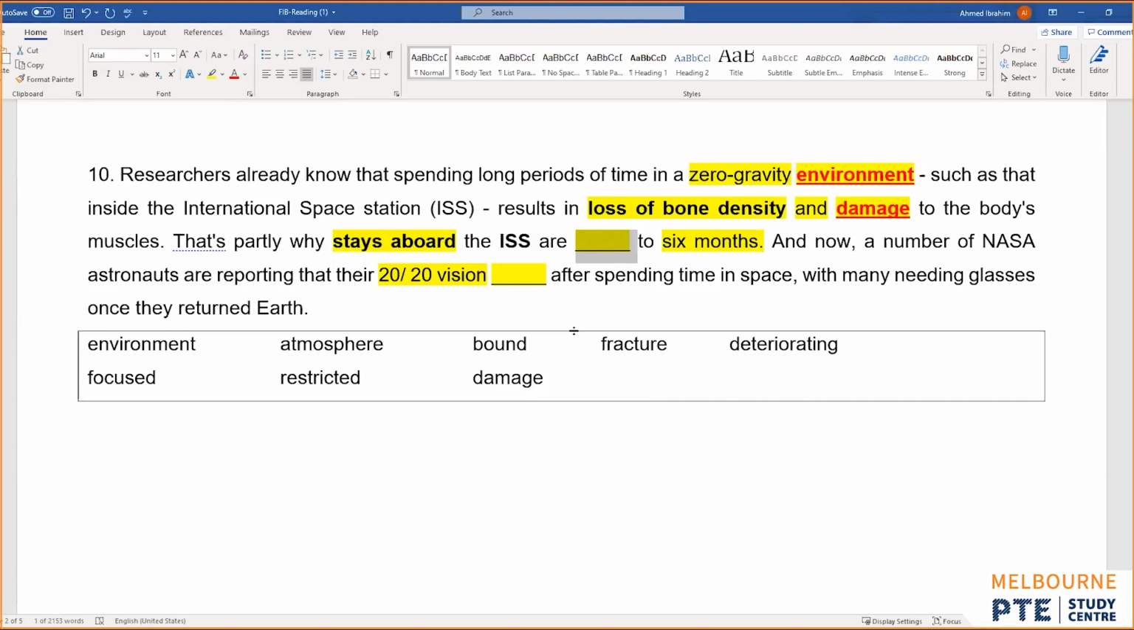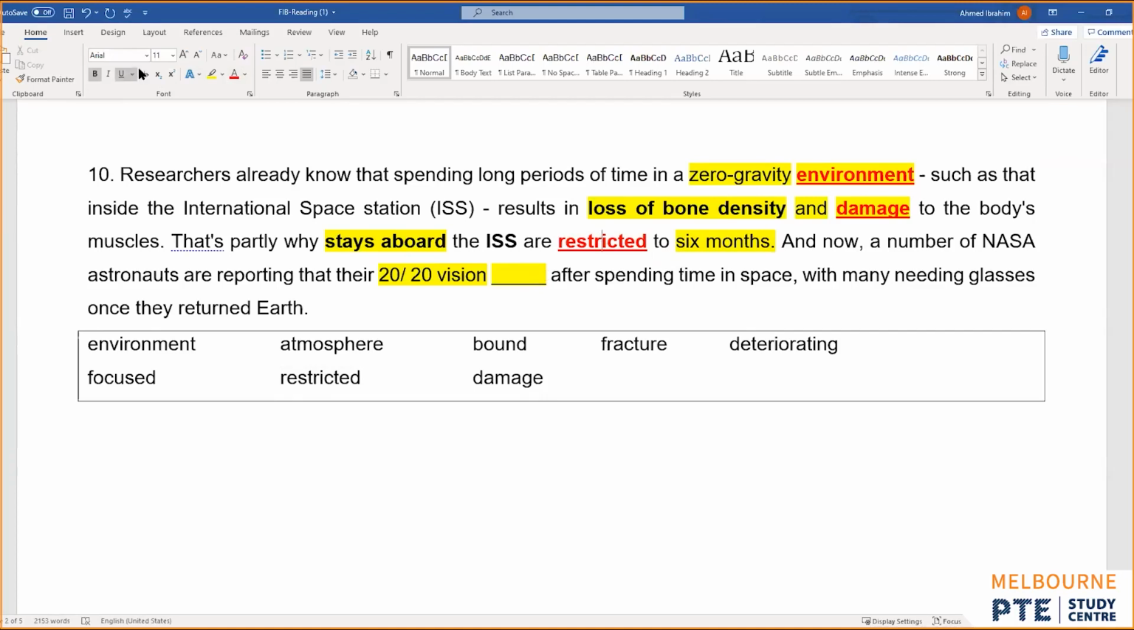Bound. Okay, we are talking about time period. One option can be bound, but when you're talking about time period, is there a more appropriate word? It's actually restricted. Okay, because when it comes to time period, you mostly use the word restricted. Bound is more used in the sense of when you're bound to an area, to a particular region, in that way.